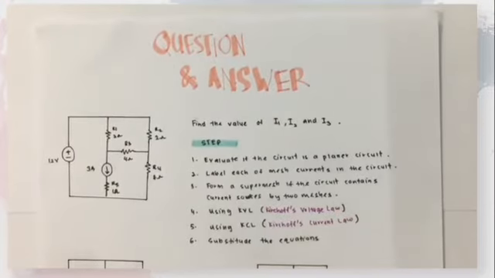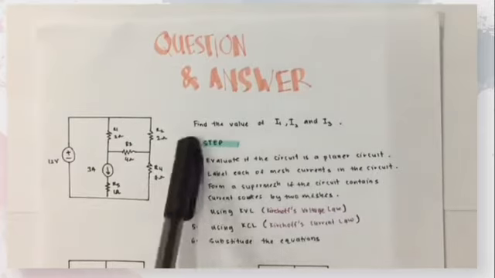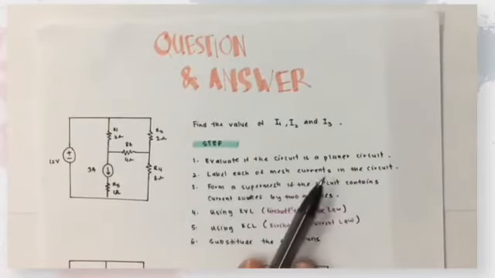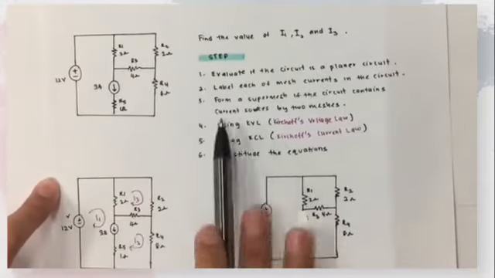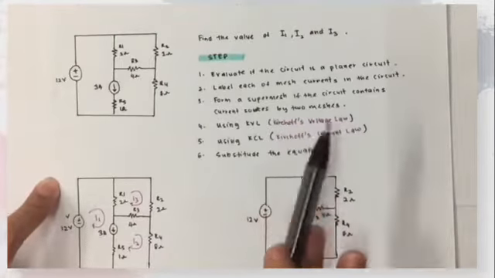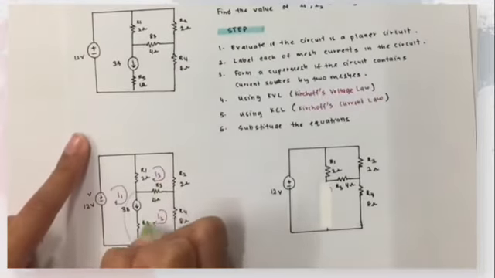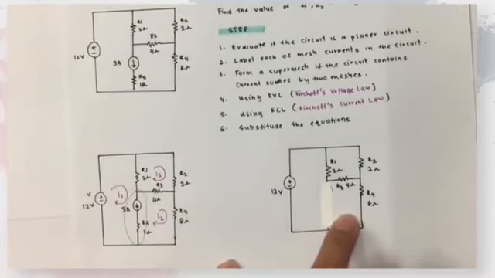Question: given the circuit, you need to find the value of I1, I2 and I3. Follow these steps. First, evaluate if the circuit is a planar circuit. Label each of the mesh currents in the circuit, like this: I1, I2 and I3. Form a supermesh if the circuit contains a current source shared by two meshes. As you can see here, this is between two meshes. So you need to eliminate this one and it will become like this.